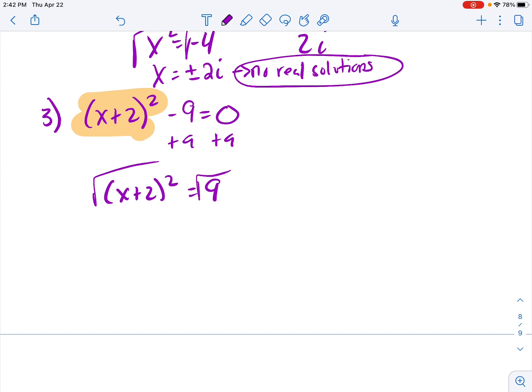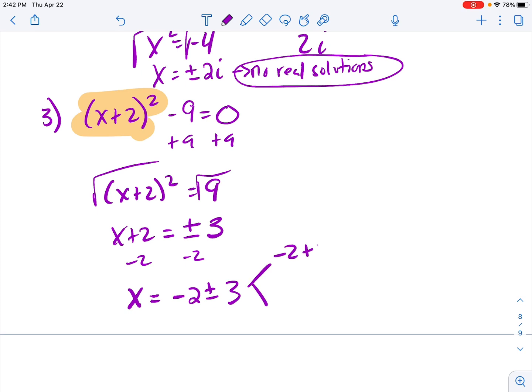And what do we have to remember when we square root? When we square root, we have a positive and negative answer. The square root of 9 is 3, so sometimes you will get whole numbers. And now we have one more step. We have to subtract 2 from each side. So this one kind of filters into kind of like our quadratic formula. We would have negative 2 plus or minus 3. So we're going to split it up to get our two answers. We have negative 2 plus 3, and we have negative 2 minus 3. Negative 2 plus 3 is 1. Negative 2 minus 3 is negative 5.